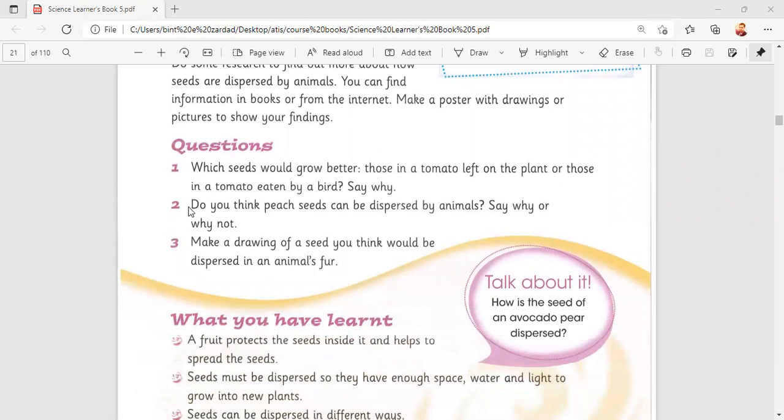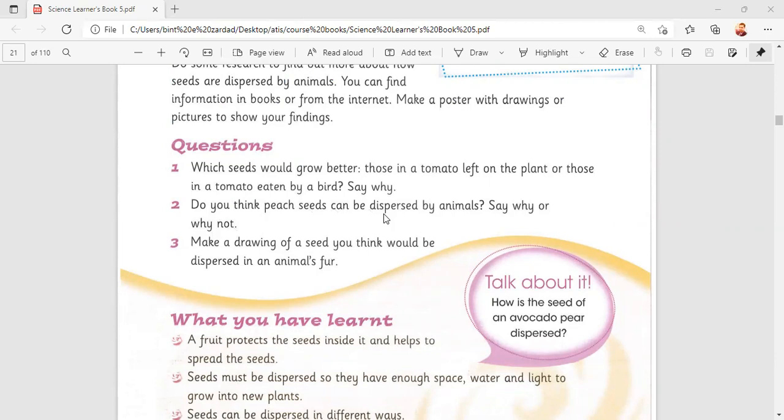Question number two. Do you think peach seeds can be dispersed by animals? Say why or why not. Obviously, yes. Peach seeds can be dispersed by animals. Some might say animals do not eat peach seeds, which are big and hard. And okay, peach seeds are big and hard.